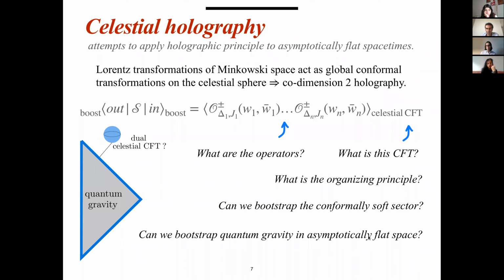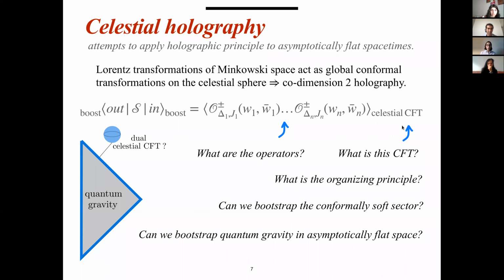Okay, so most of us would be interested in really understanding a holography for asymptotically flat space. And the first thing to point out here is that the Lorentz transformations of Minkowski space act as the global conformal transformations on the celestial sphere. And so in this sense, we will have a map between a 4D Minkowski space and the two-dimensional celestial sphere. And so this CFT will live on this two-dimensional celestial sphere.